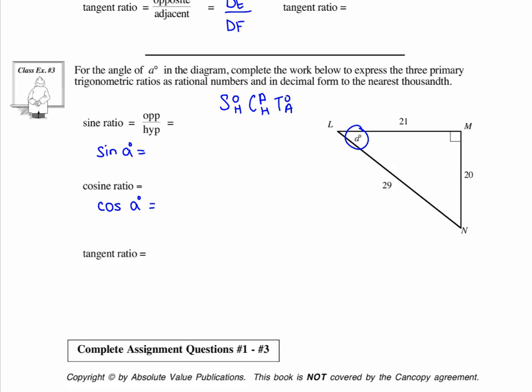So what's the opposite side? Which side would be opposite? 20, right? Opposite of your angle is side opposite. Hypotenuse, which one's hypotenuse? 29, and which one's adjacent then? 21. So opposite, you said, is 20 divided by hypotenuse of 29. So let's divide that. What does that equal? To 3 decimal places.